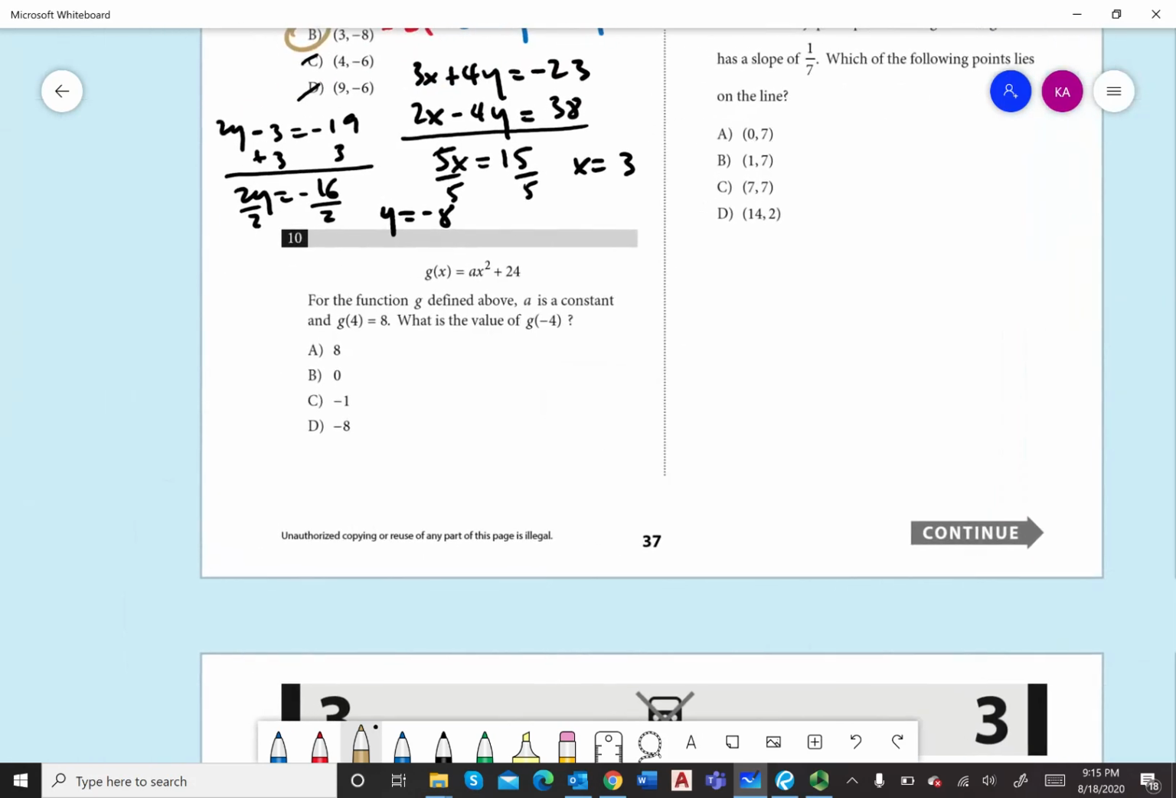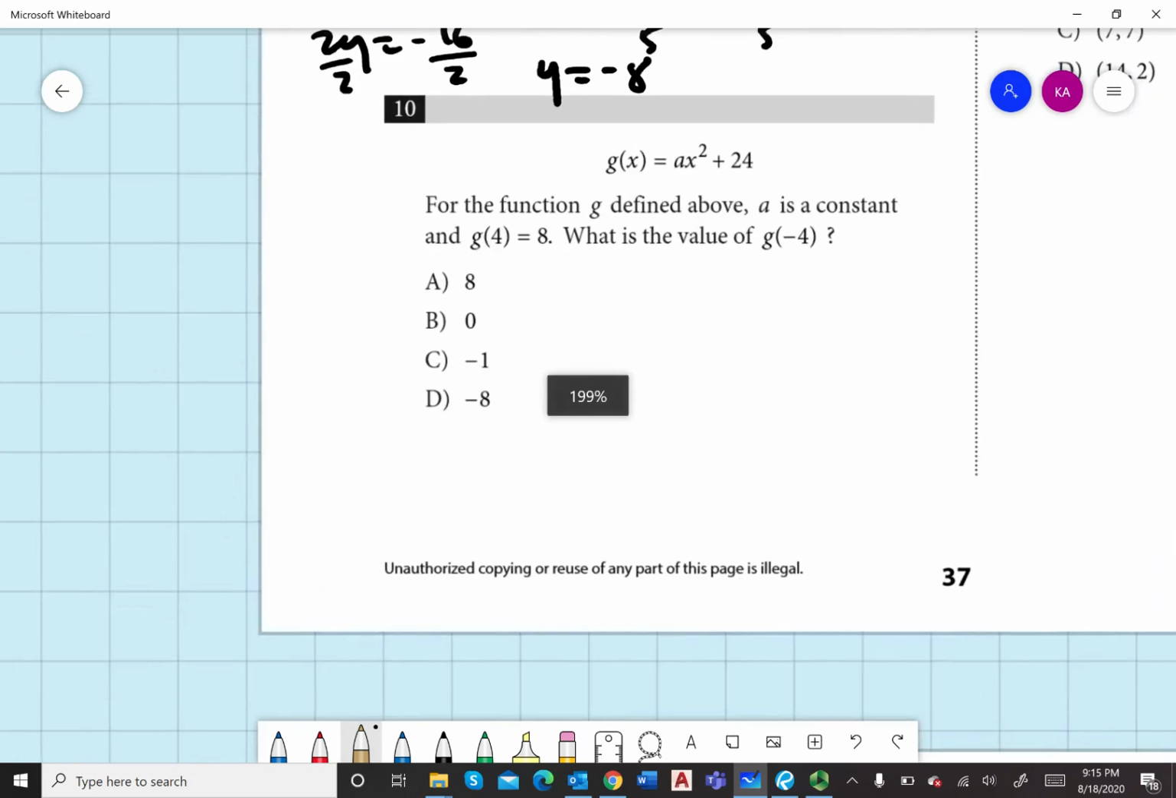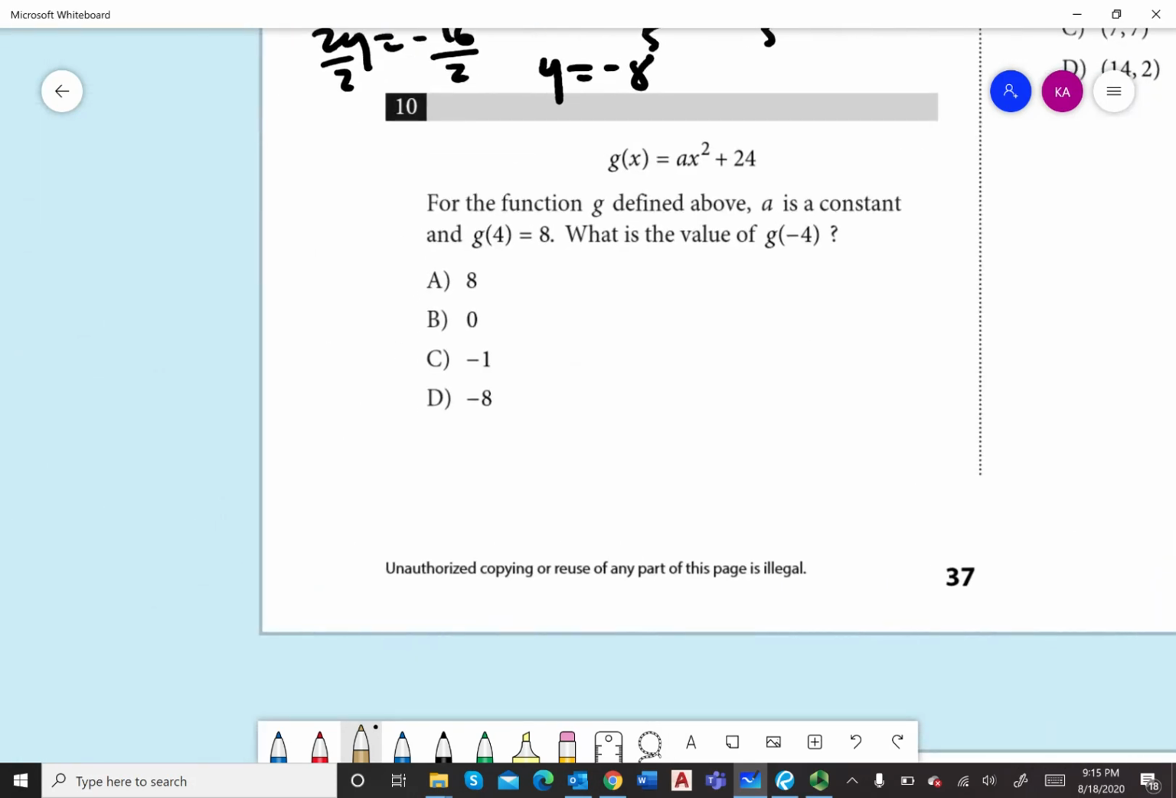Okay, question number 10. g of x is equal to ax squared plus 24. It says for the function g defined above, a is a constant and g of 4 is equal to 8. Now, what is the value of g of negative 4? There are two ways you can do this. I'm going to show them both to you. First, you can look at the function and realize that the function is even, because the only variable in the function is squared. It has an even exponent.